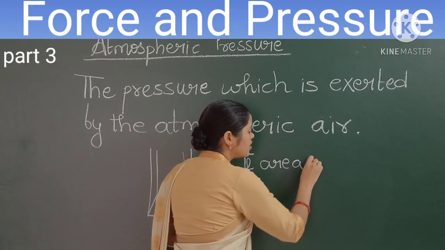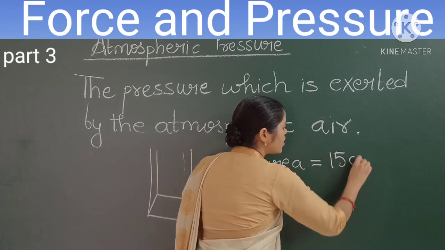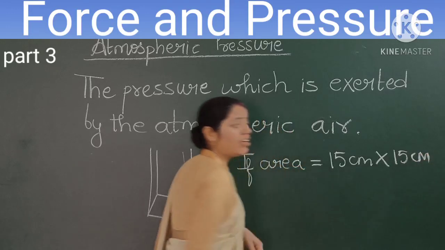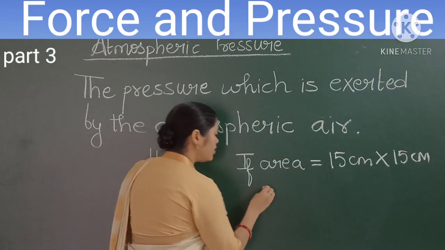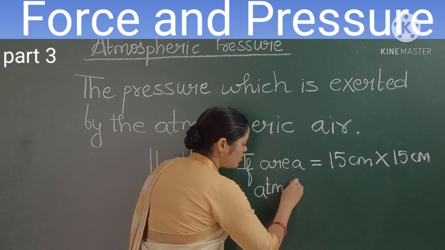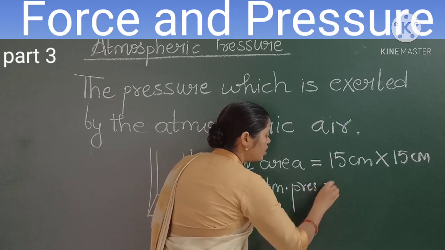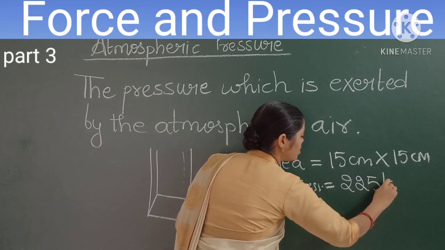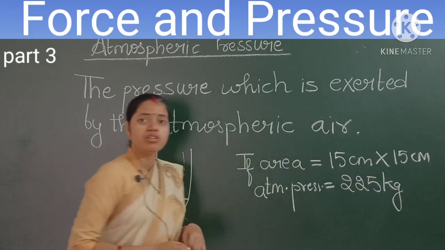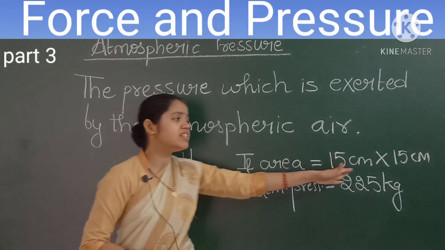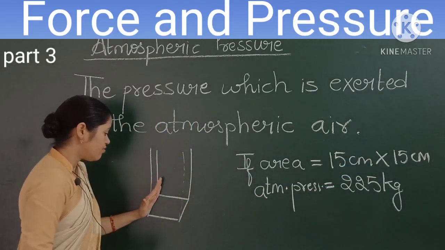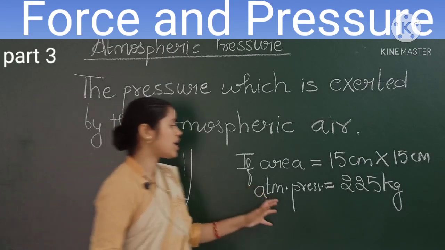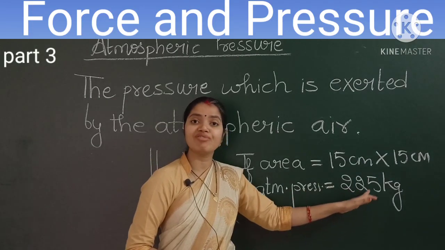For example, if the area is 15 centimeter into 15 centimeter, then the atmospheric pressure will be 225 kg. Students, if the area is 15 centimeter into 15 centimeter, then what will be the atmospheric pressure? Atmospheric pressure will be 225 kg.